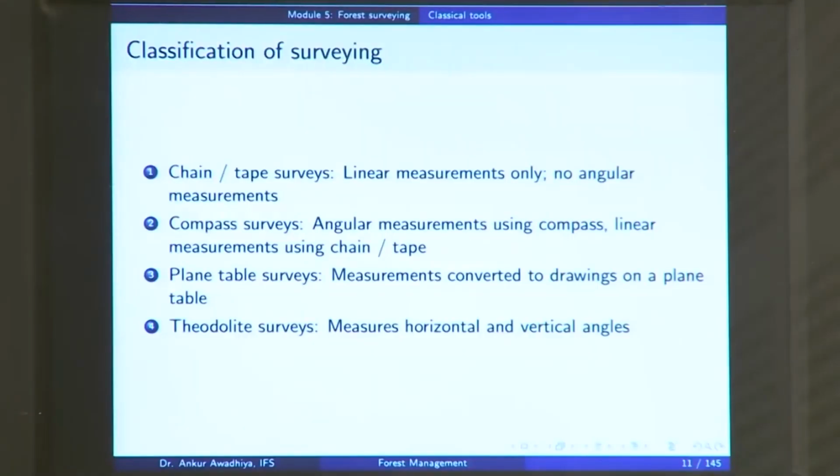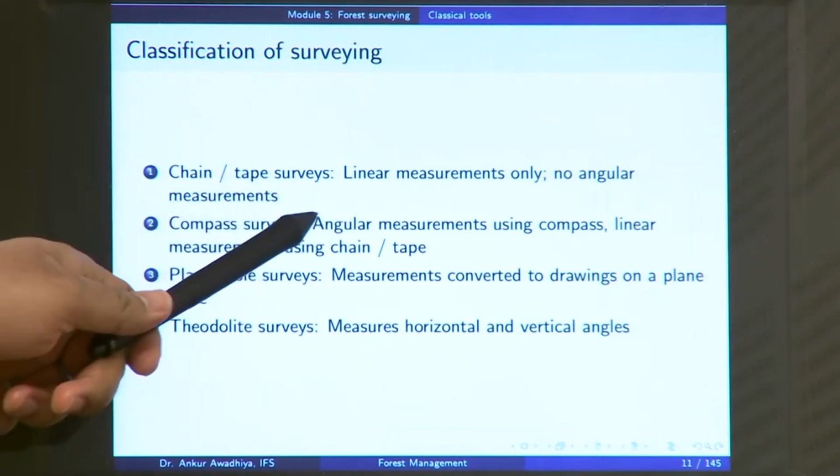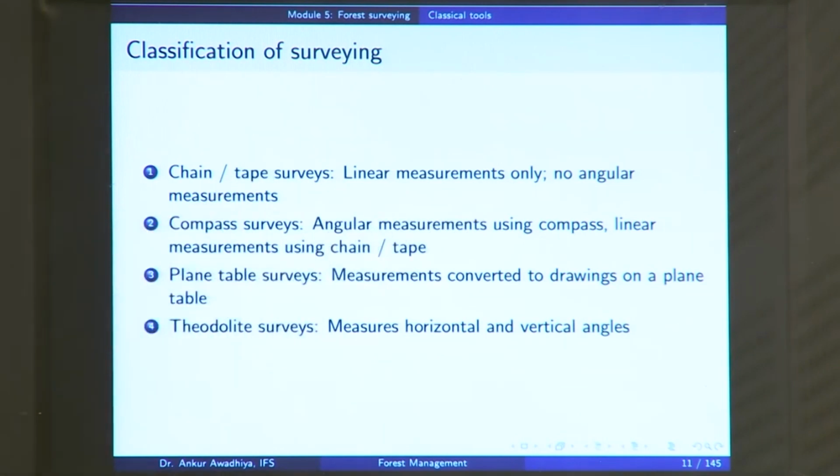So, in the case of plane surveys, you are only taking linear measurements, and just by using a chain or a tape to take these linear measurements, you are representing the region on a piece of paper and using it, for instance, to take different areas. Now, the next survey is known as a compass survey. In the case of a compass survey, you not only take linear measurements, but you also take angular measurements. So, you take angular measurements using a compass and linear measurements using a chain or a tape.